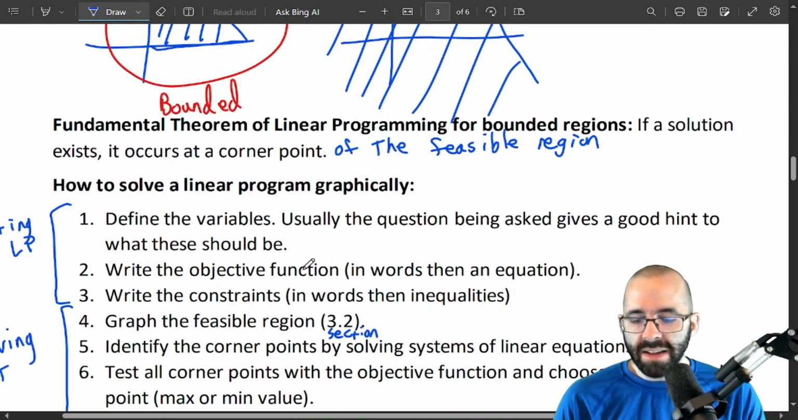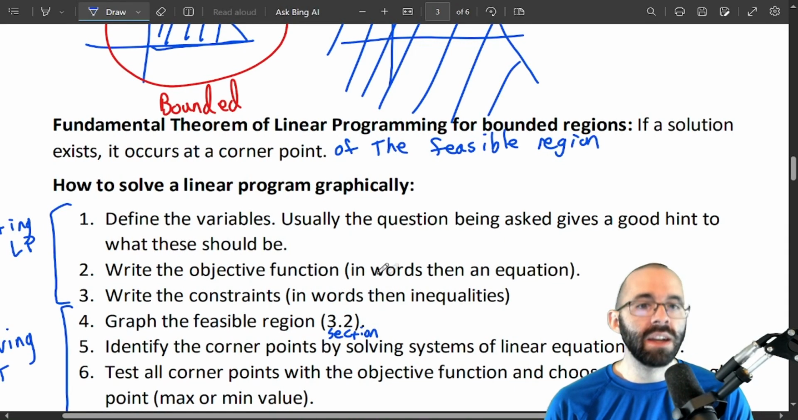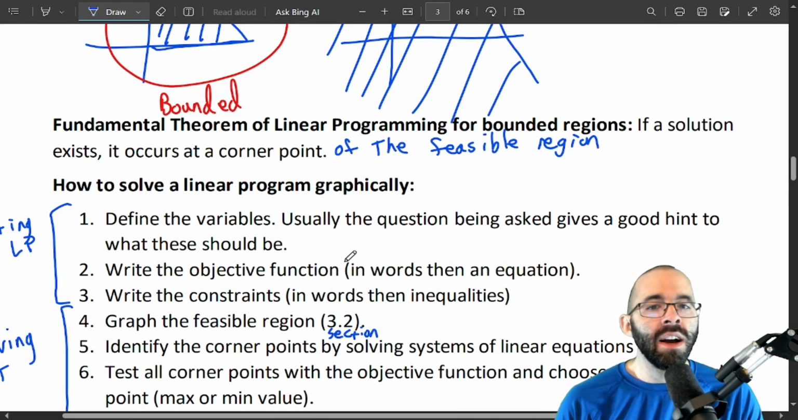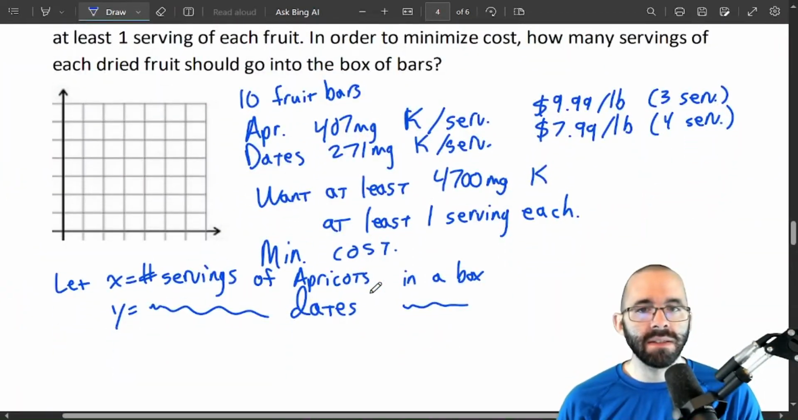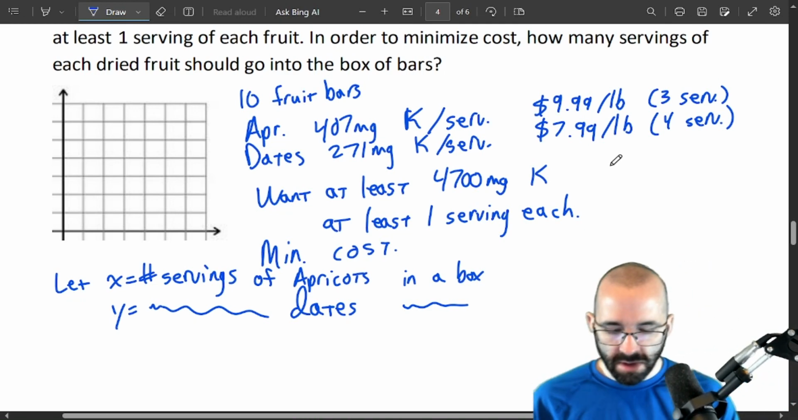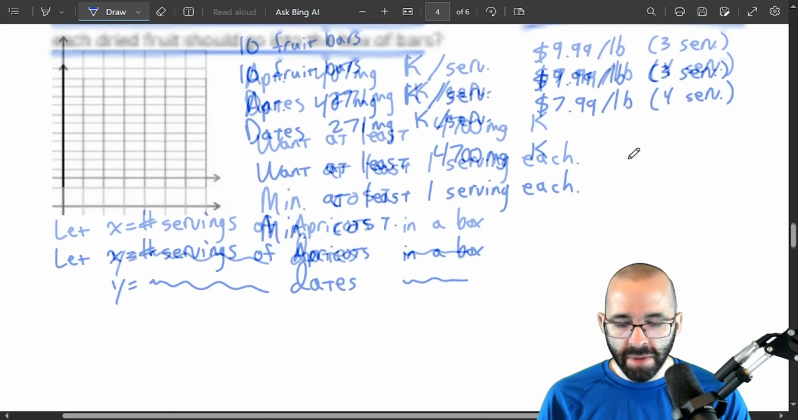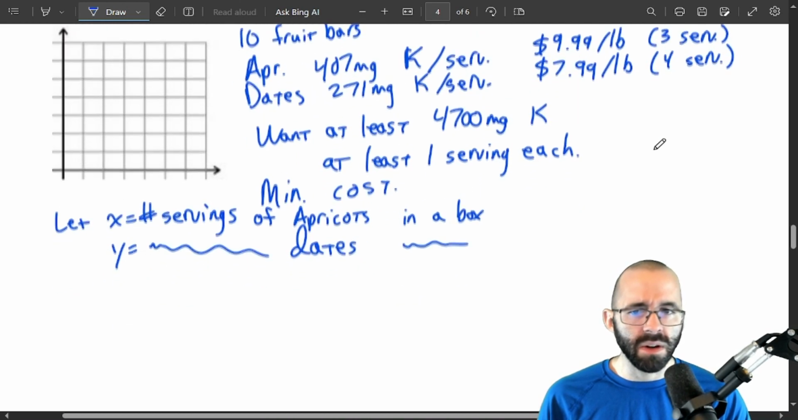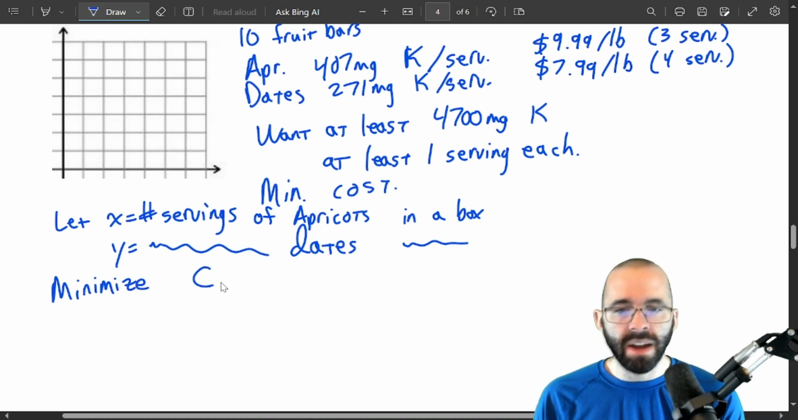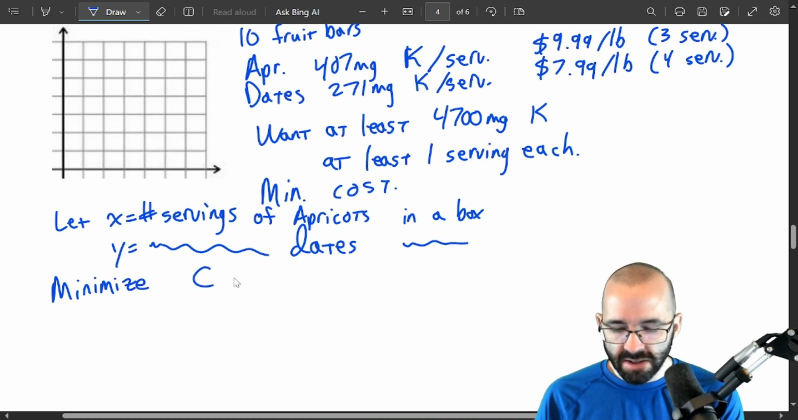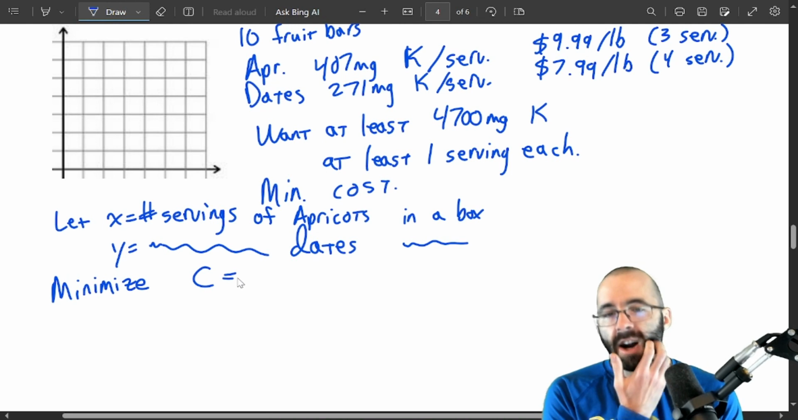Step 2, write the objective function in words and an equation. Remember, the objective function is what we're trying to maximize or minimize. We're trying to minimize the cost. Okay? We're trying to minimize the cost, so we already wrote that in words. Minimize. Now let's write it with variables. Let's call it cost C. What is the cost?